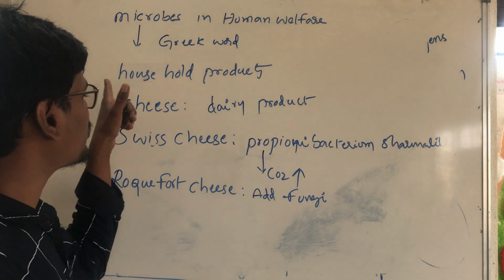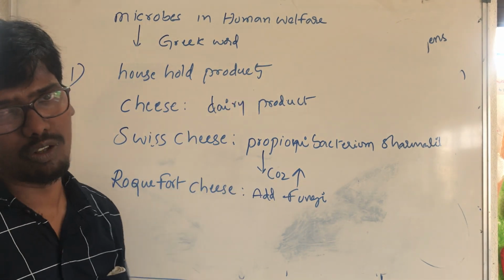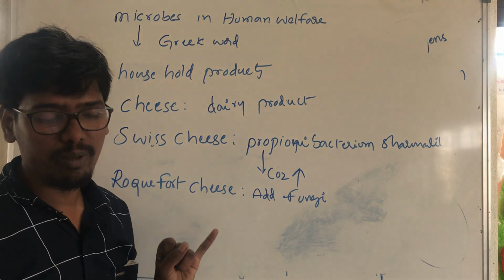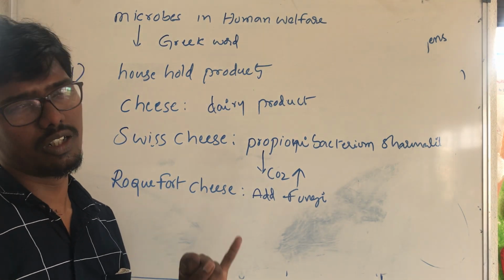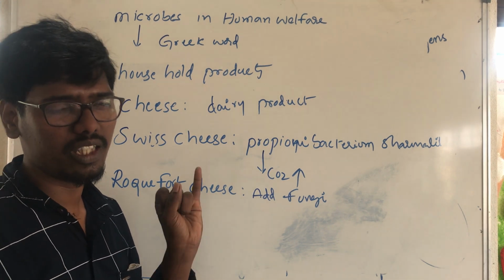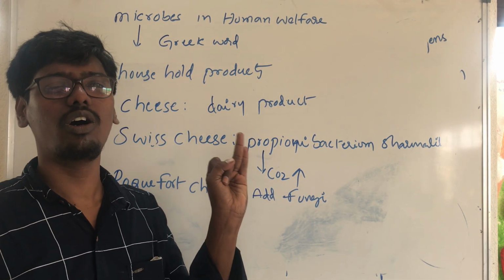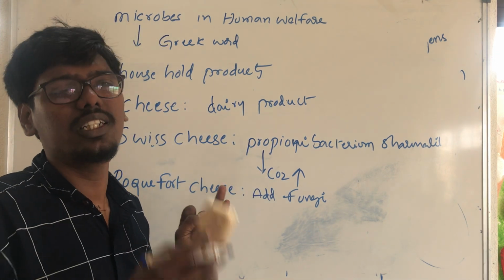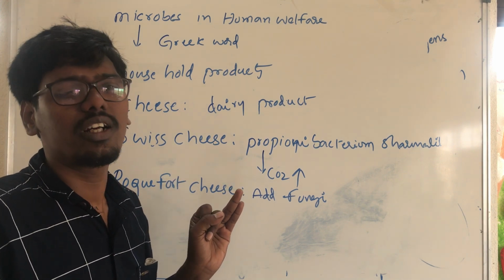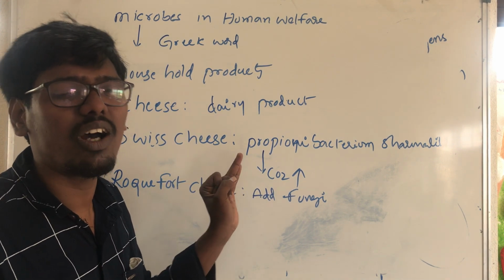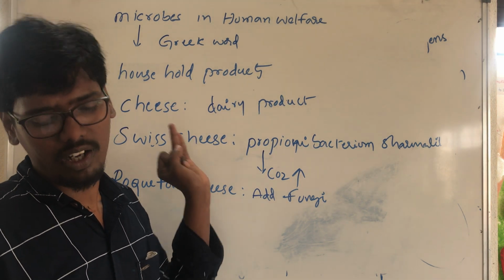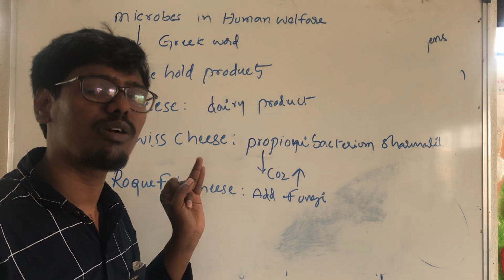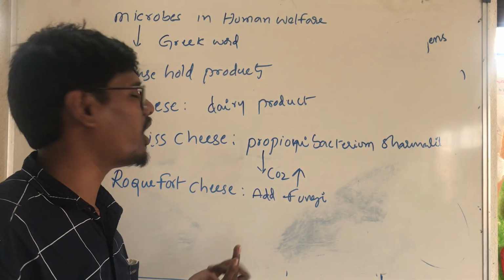Next, the first household product is completed. The first one is curd: milk will be converted into curd. The second thing is dough. Dough has bacteria, which grow and release carbon dioxide. After that, the dough is very useful for idli or dosa. Next, the baker's industry means bread. The yeast, Saccharomyces cerevisiae, is used to convert dough into bread.